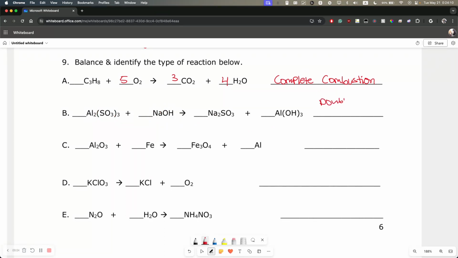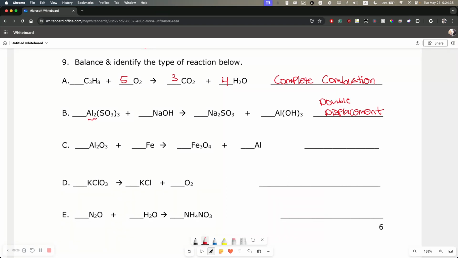Double displacement. Right, 2 ions switch places with their respective opposing cation and anions. Let's take a look at balancing these. So I just always go left to right, right? We all read left to right, so it's easiest to balance left to right most of the time.